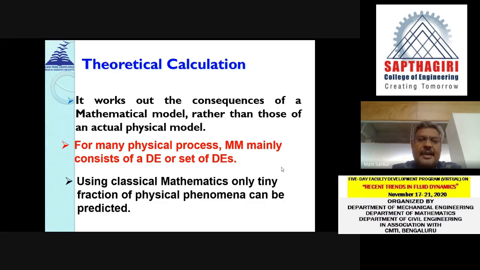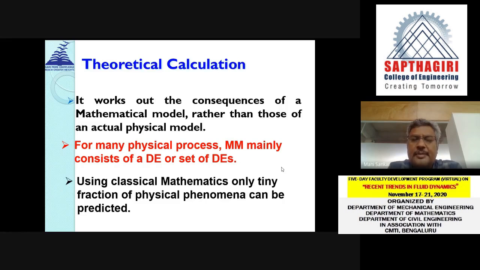And many times when we do the mathematical model, the mathematical model mainly consists of a differential equation or a set of differential equations. For example, in the case of fluid mechanics and heat transfer, we have three basic conservation laws: the law of conservation of mass, conservation of momentum, and conservation of energy. So here we get a system of partial differential equations, and that has to be solved to get the fluid flow and the heat transfer process for a particular situation.